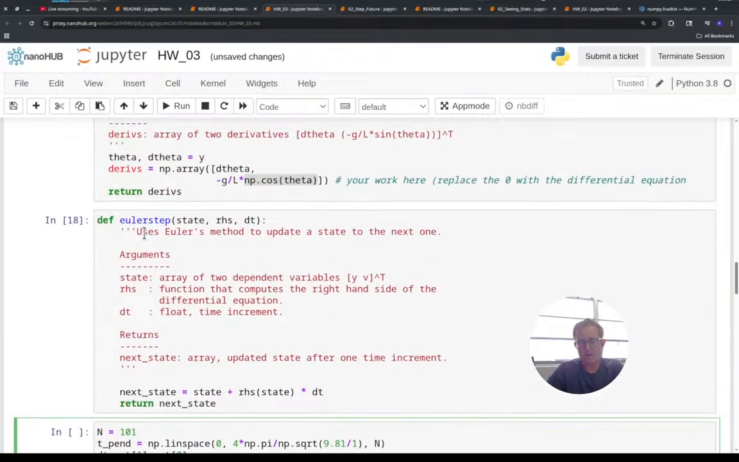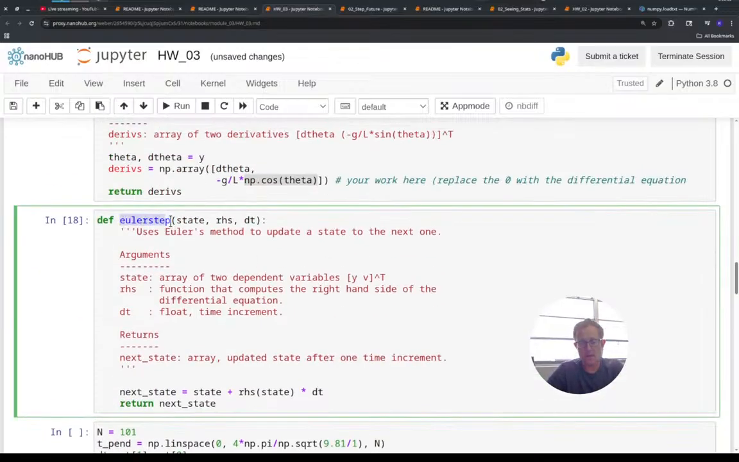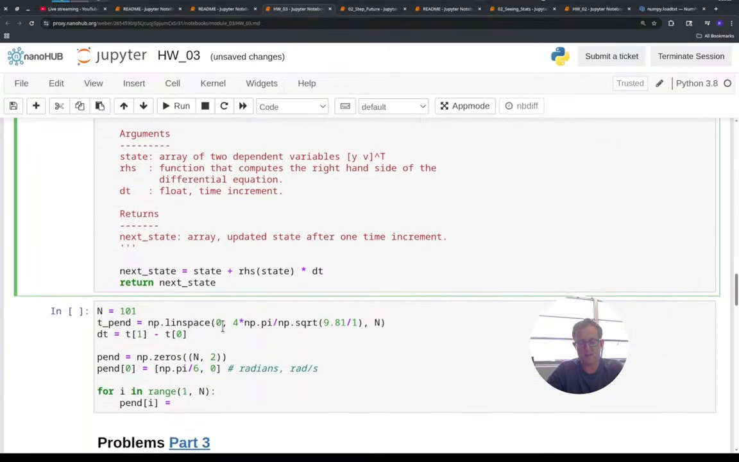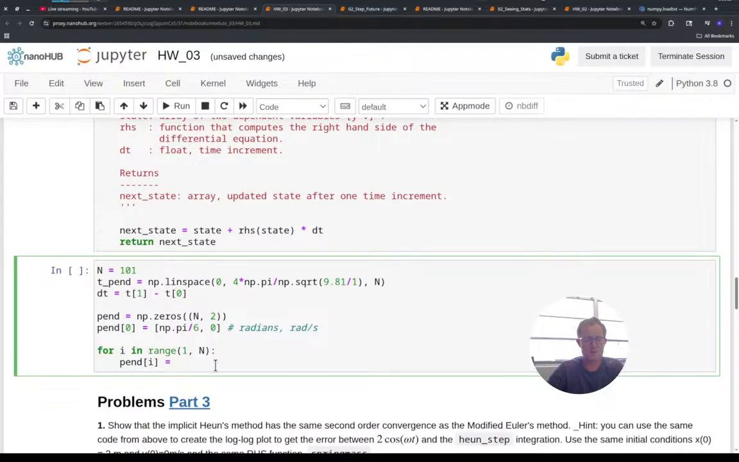and now the way that we defined this whole thing was that it is that state plus the right hand side times dt. So it's going to be this pend of i minus 1. My right hand side is that pendulum, and dt is the same dt that I just defined right here.